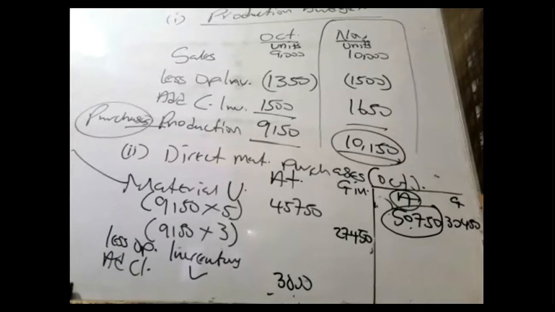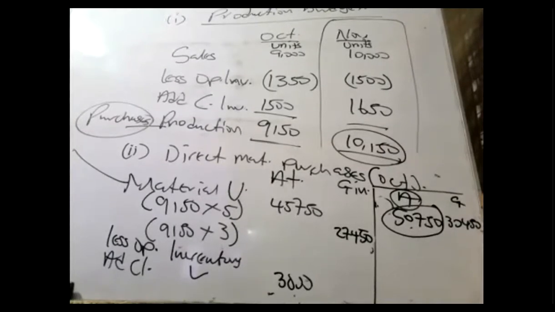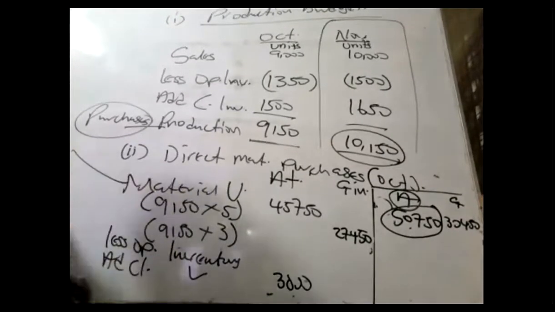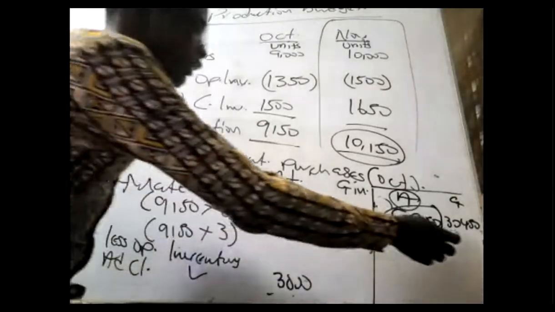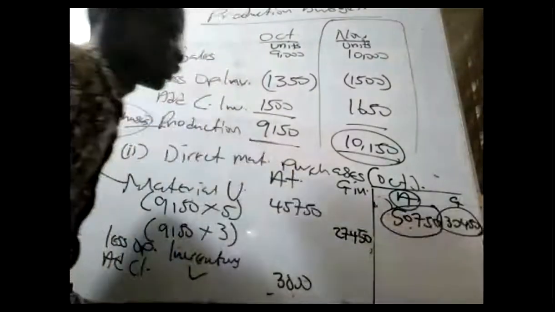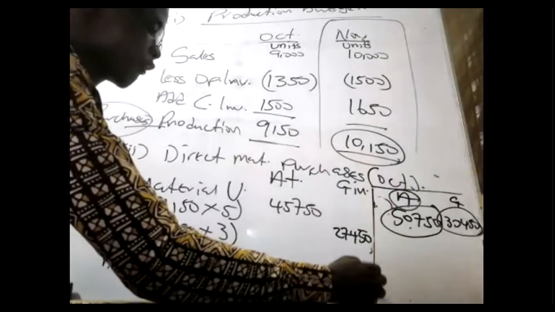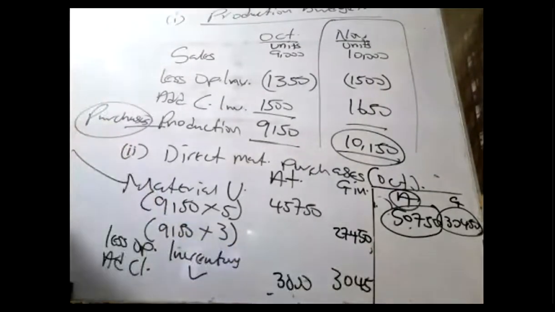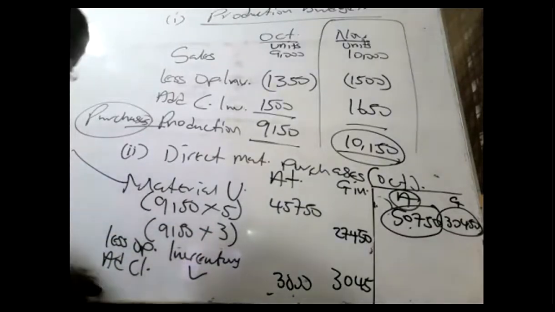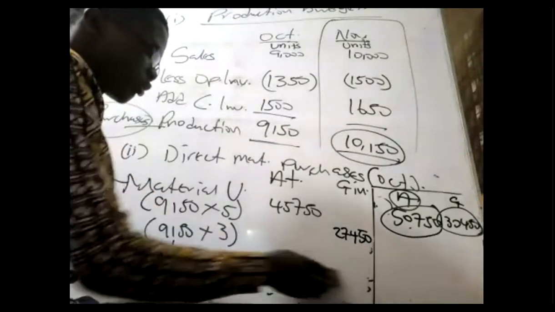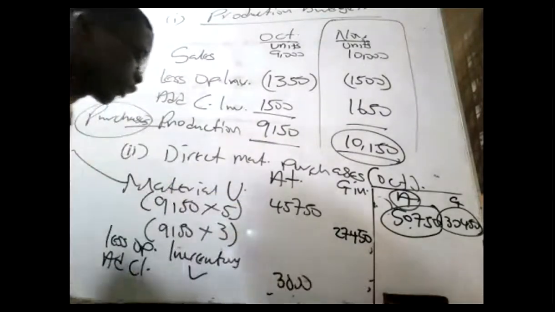Okay, so basically that is that. Now, for ginger, it will be 10% of 30,450. That will give us 3,045. Agreed. That one too is still more than 3,000. So that one too, I'll cap and record 3,000. It should not be more than 3,000.